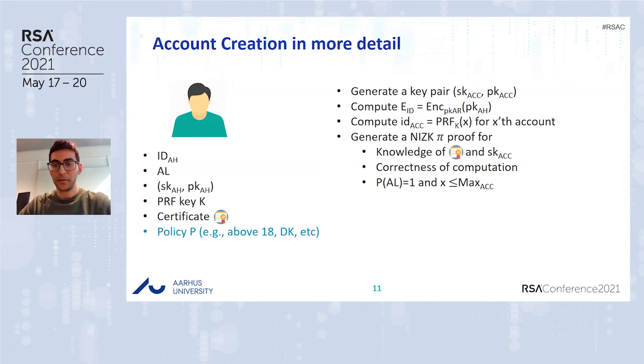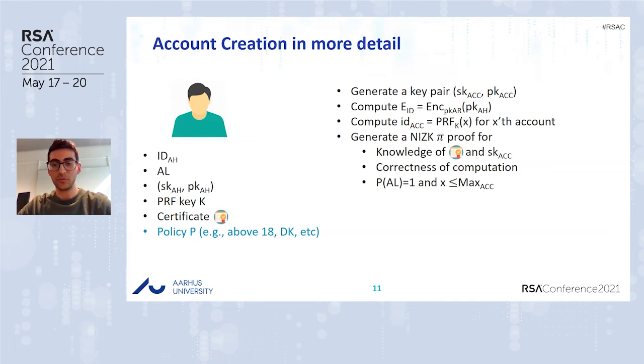Then computing the PRF of X at the time that this account holder is creating the X account. So we call this the account ID. And then generating a NISIC proof for proving the knowledge of the certificate from the identity provider and the knowledge of the secret key of the account. This NISIC proof also shows the correctness of the computation and the fact that the attribute list satisfies the policy and the fact that this X is less than max X parameter.